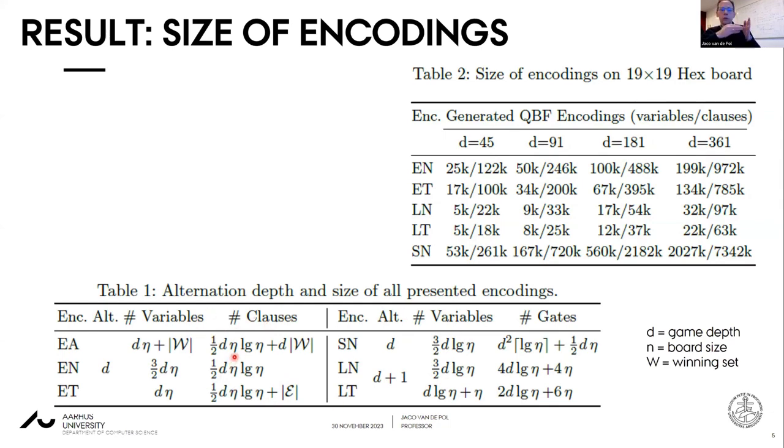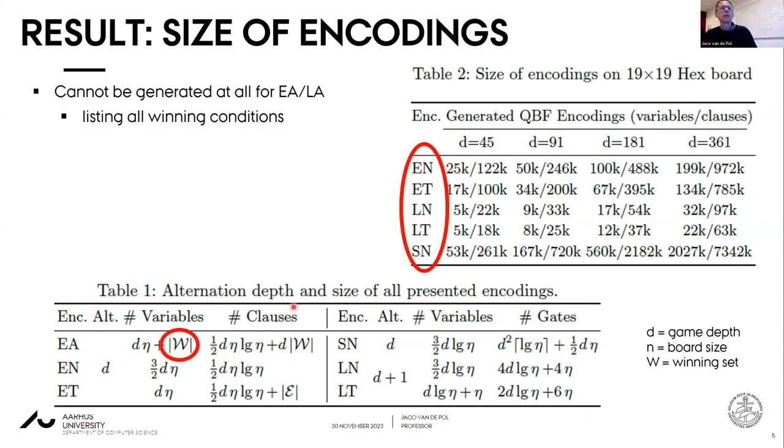So if you want to win the game in D steps, so D is the game depth, and you have a board of N positions, and then you have some winning set that you have to list, so that could be large or not, then our encodings, so here are our 6 encodings, need this many variables and this many clauses. So this gives the size for arbitrary positional games. And if you analyze this a bit, then why can't we generate this for listing all winning conditions? Well, all winning conditions is the only encoding here that needs the winning set as an explicit size. So if this size is too large, you cannot generate it.